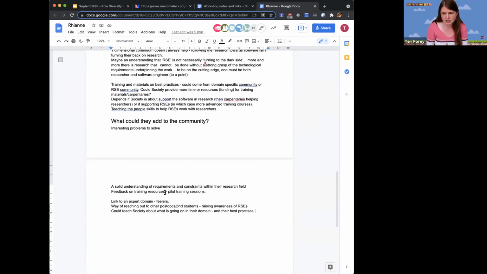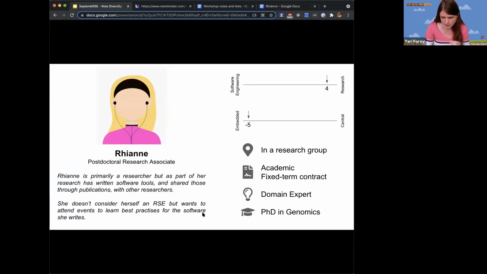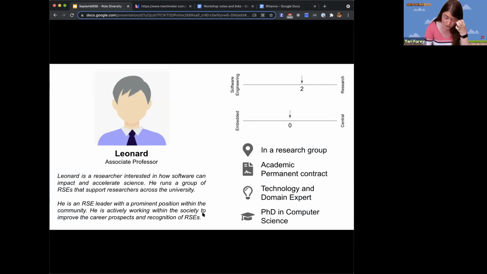And that they might add all sorts of things into the community, including some interesting problems, links to the experts and the domains, ways of raising awareness and reaching out to other postdocs and PhD students, and just a solid understanding of what is going on at the research coalface. And that was Rhiannon. So I will ask whoever was looking after Leonard, if you could please give us a quick overview.